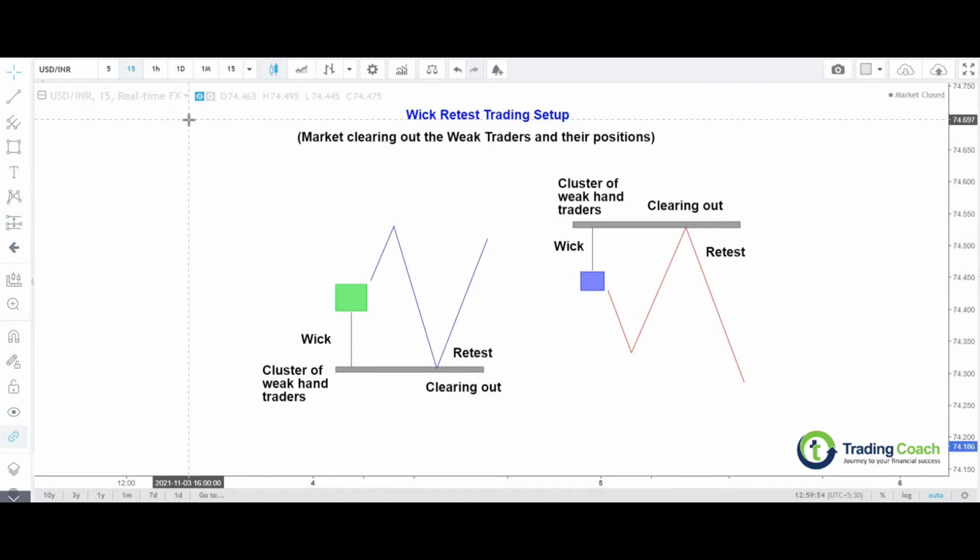We will talk more about this particular trading setup. We will try to understand how this setup actually works. We will try to understand the pros and cons of this particular trading setup.